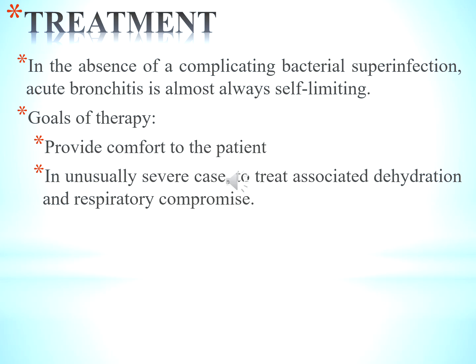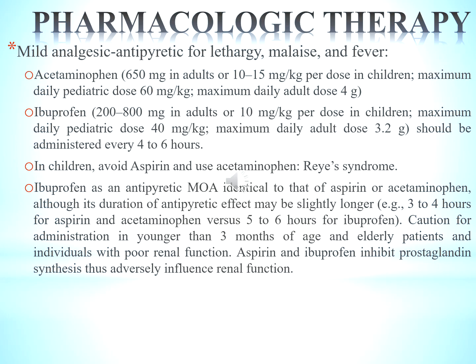So in the case of acute bronchitis, if complicating bacterial superinfection is absent, almost all cases will be self-limiting. The goals of therapy are providing comfort to the patient and, in unusually severe cases, treating associated dehydration and respiratory compromise. Coming to the pharmacologic therapy, a mild analgesic or antipyretic for lethargy, malaise, and fever. Acetaminophen 650 mg in adults or 10 to 15 mg per kg in children. Maximum daily pediatric dose of 60 mg per kg. Maximum daily adult dose of 4 grams.